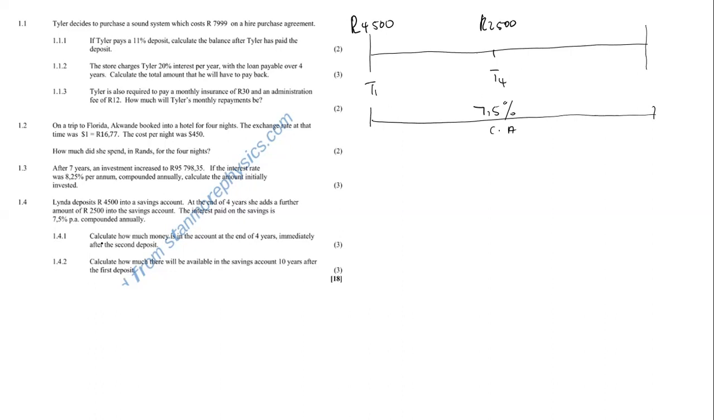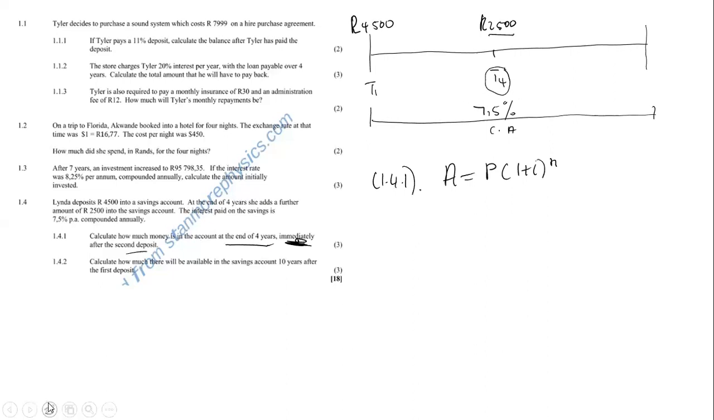So the question says to us, calculate how much money is in the account at the end of 4 years. Immediately, this is very important, immediately after the second payment. So to answer question number 1.4.1, we're going to use compound interest, A equals P(1 plus i) to the power of n. Why am I saying obviously? We're going to use this formula because it's compounded annually. So Linda, we want to know, after 4 years, immediately she makes this payment, what will be the amount by the end of 4 years?